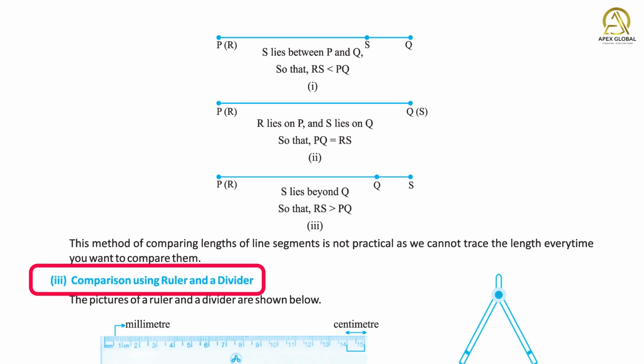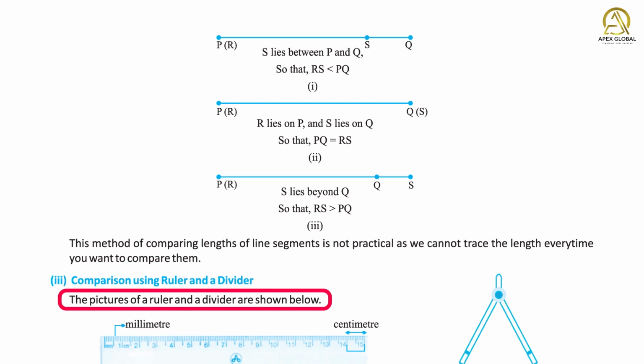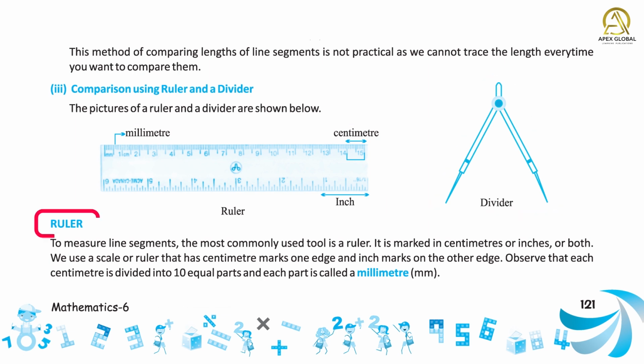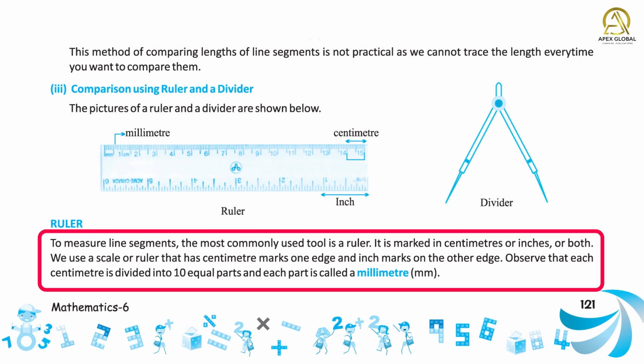Third, comparison using a ruler and a divider. The pictures of a ruler and a divider are shown below. Millimeter, centimeter, ruler, inch, divider. Ruler. To measure a line segment, the most commonly used tool is a ruler. It is marked in centimeters or inches or both. We use a scale or ruler that has centimeter marks on one edge and inch marks on the other edge. Observe that each centimeter is divided into 10 equal parts and each part is called a millimeter.